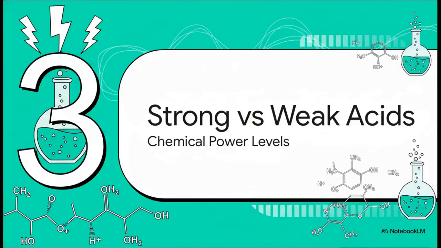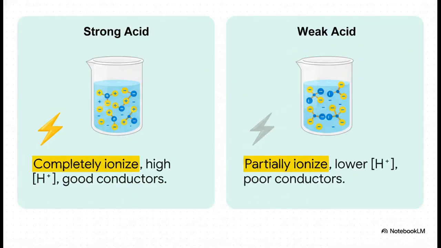All right, Section 3, Strong versus weak acids, chemical power levels. This comparison highlights a massive behavioral difference. Strong acids represent absolute commitment. Substances like hydrochloric or perchloric acid completely ionize in water. Because they totally break apart, they generate a huge concentration of H+ ions, which makes them fantastic conductors of electricity. On the flip side, you have weak acids, like acetic acid, which only partially ionize. This partial effort gives you a lower H+ concentration and consequently makes them pretty poor electrical conductors.